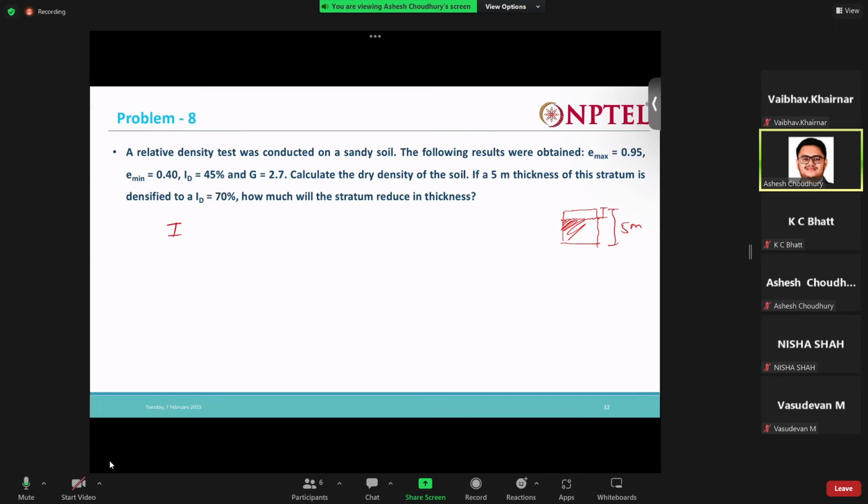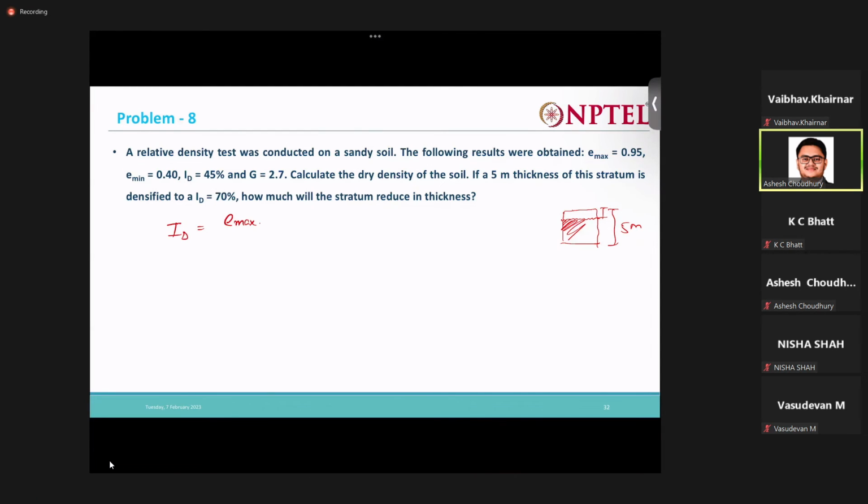So what is Id? Id is nothing but (e max minus e natural) by (e max minus e min). We know this, right? So if we put all the values, we can calculate the natural void ratio of the soil. From here you can calculate e as 0.70. So this is the natural void ratio of the soil.